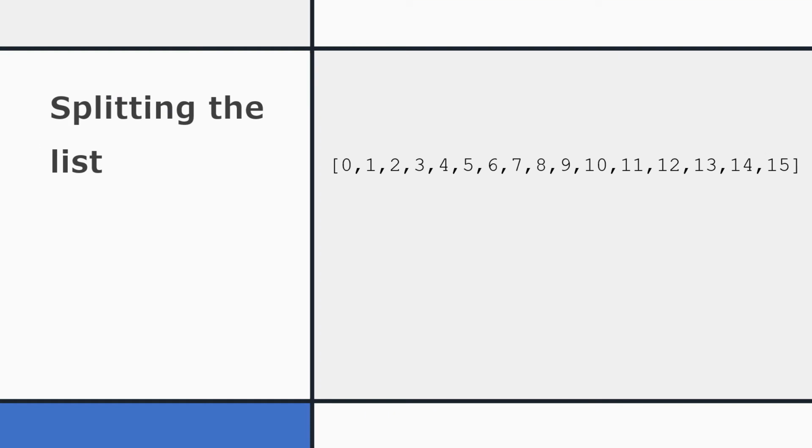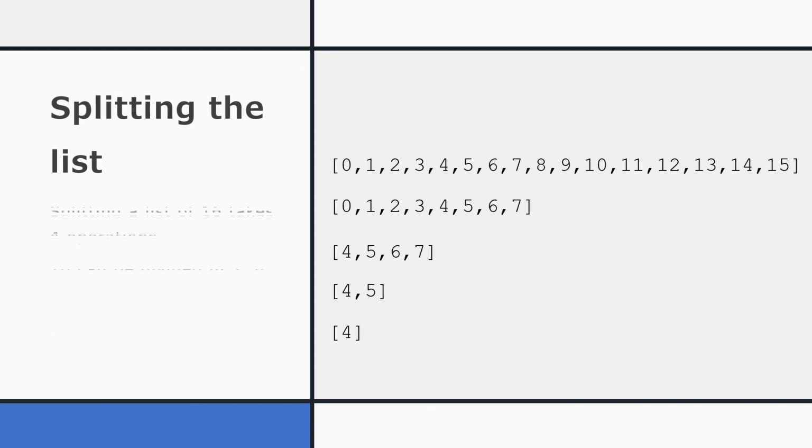If we split the list in half and half again, it goes like this. It takes 4 operations to split a list of 16 down to 1. Now let's think about it the other way. What if we took the number 1 and doubled it? How many operations does it take to get to 16? The answer is again 4. We're talking about the same process in both directions.